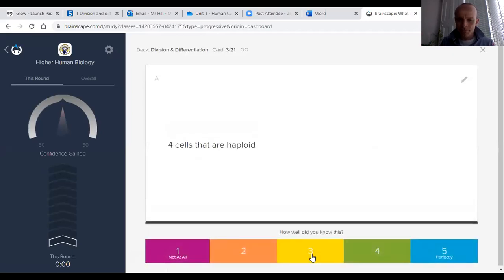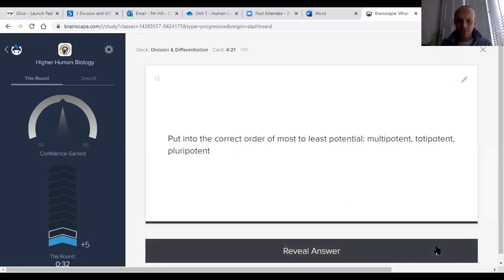Reveal the answer. If you got the answer correct and it was absolutely spot on, give yourself a 5. If you had absolutely no idea what the answer was, give yourself a 1. And if you partly got the answer right, score yourself a 3. So I knew that. I knew 4 cells that are haploid, so I'm giving myself a 5. And then it moves you on to the next question.